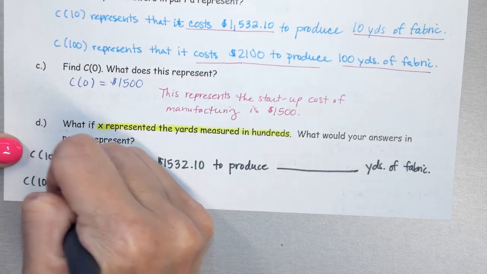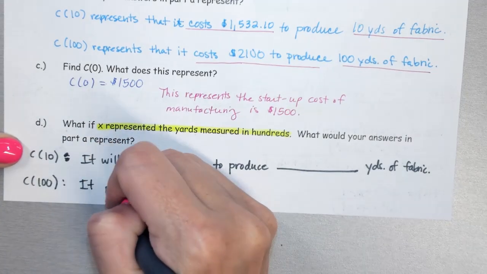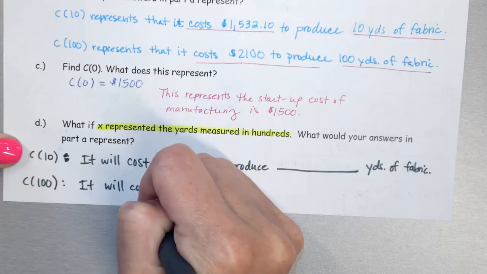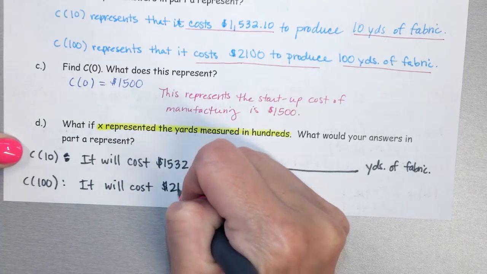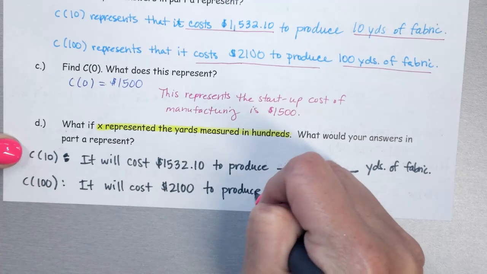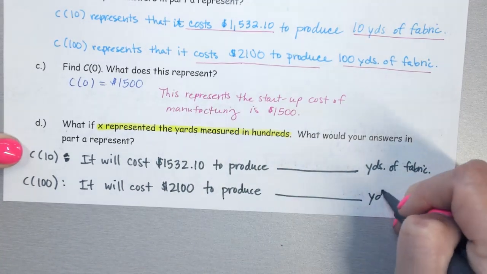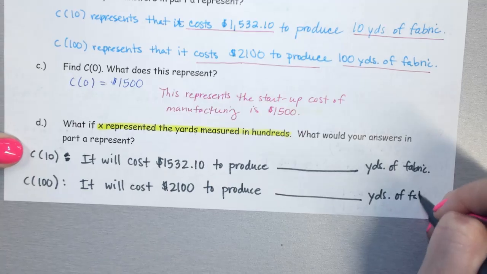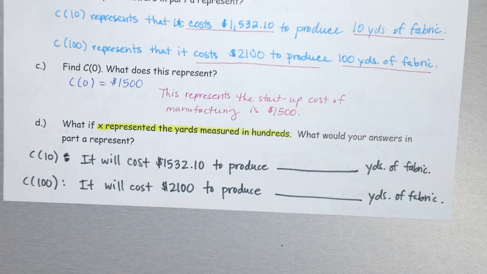Okay, and then for C of 100, it will cost 2,100 to produce. Yards of fabric.